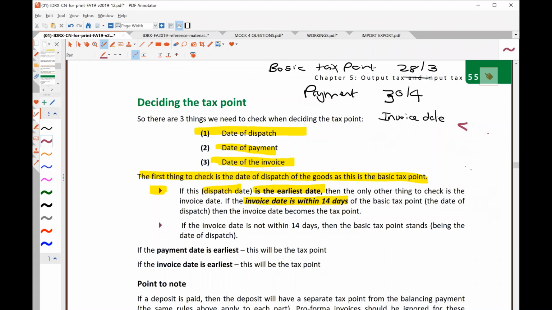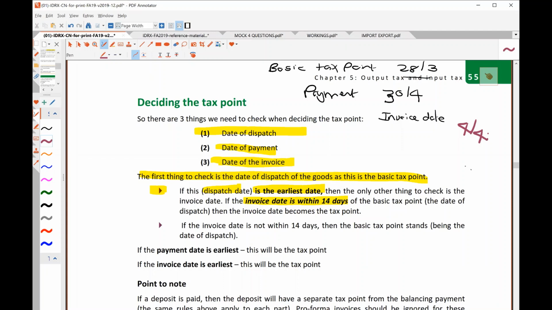Right, basic tax point 28th of March, payment 30th of April, invoice date 4th of April. So number one, your first check is, does the payment date or the invoice date fall before the basic tax point? Yes or no? No, of course it's not. So at that point, your basic tax point is still your basic tax point.